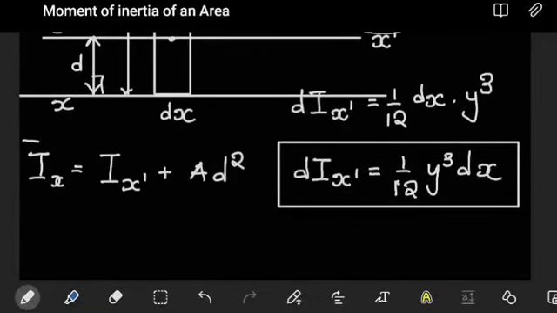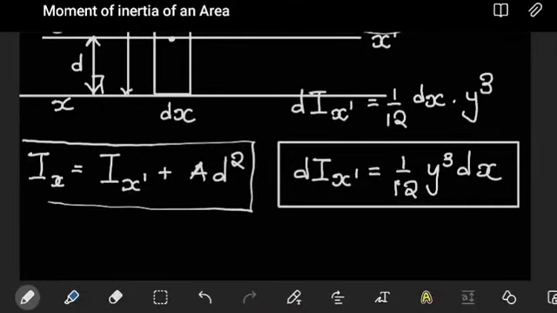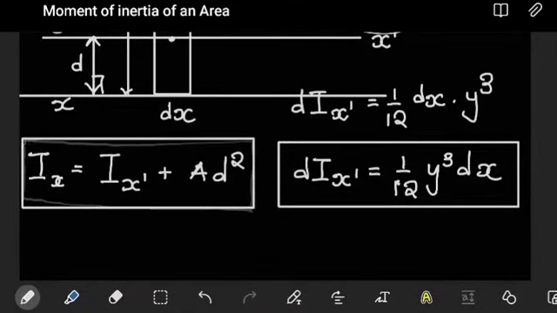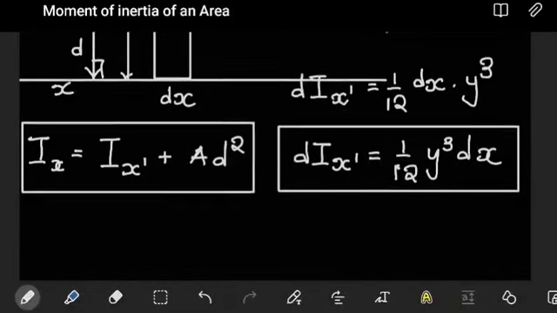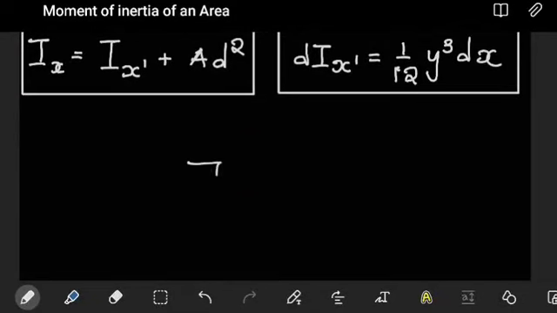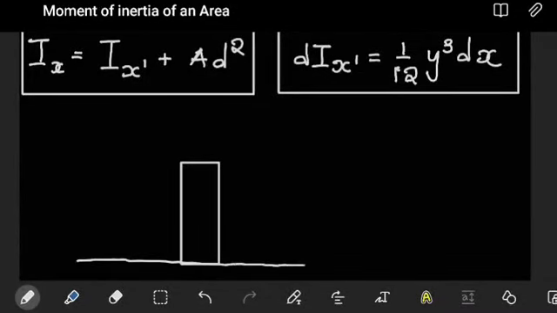But observe that what we are actually using is not the parallel axis theorem for the whole structure. We are going for the differential section. So we are using the parallel axis theorem to find the moment of inertia of a differential section about the bottom.